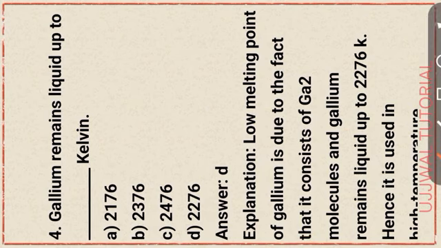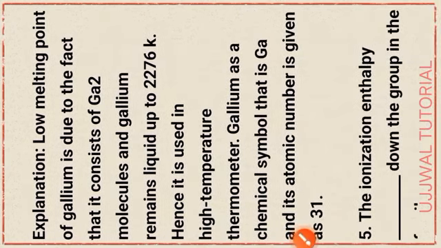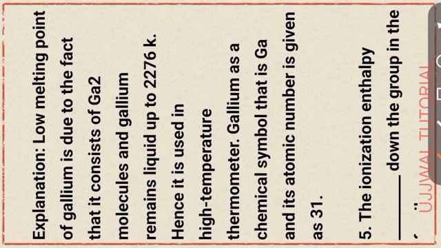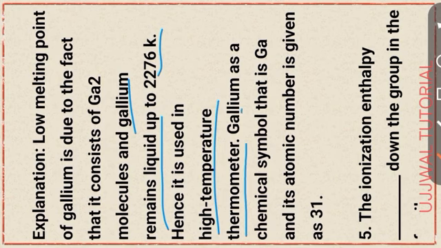Next question, question number 4: Gallium remains liquid up to dash Kelvin. Option D, 2276 Kelvin. The low melting point of gallium is due to the fact that it consists of Ga2 molecules, and gallium remains liquid up to 2276 Kelvin. Hence, it is used in high temperature thermometers. Gallium has the chemical symbol Ga, and its atomic number is 31.